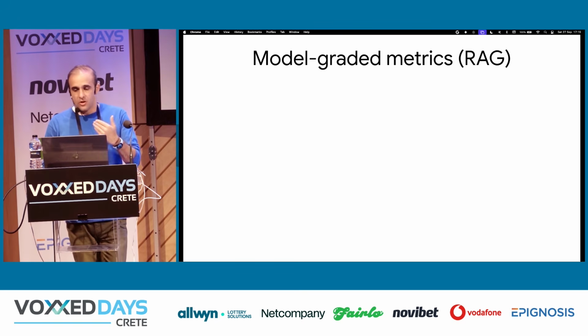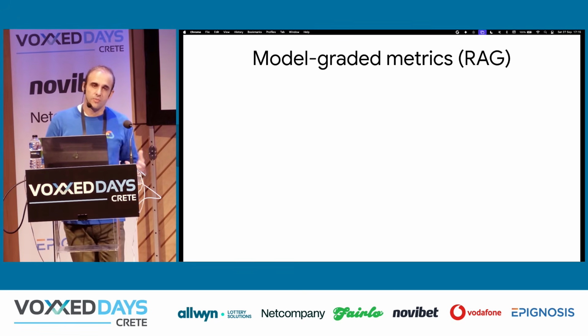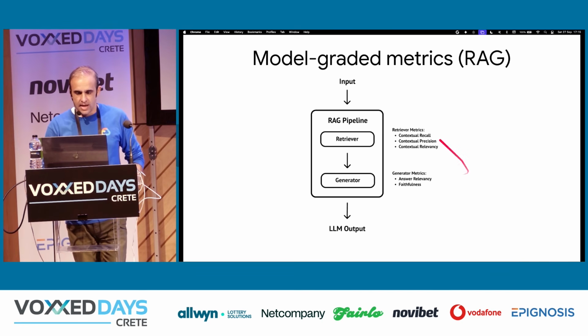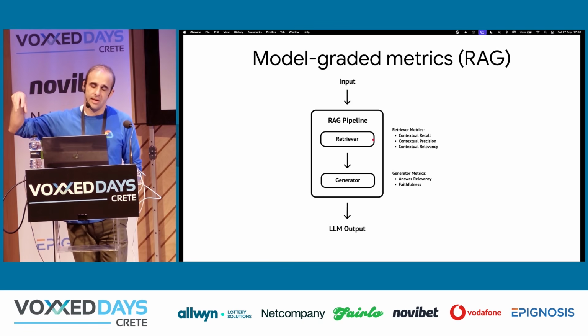But then there are a lot of nuances with RAG. How do you get your documents? How do you store them? How do you retrieve them? So that's why you need to measure your RAG systems. And in a typical RAG pipeline, you have a retriever. This is the thing that retrieves the relevant documents from your vector database.